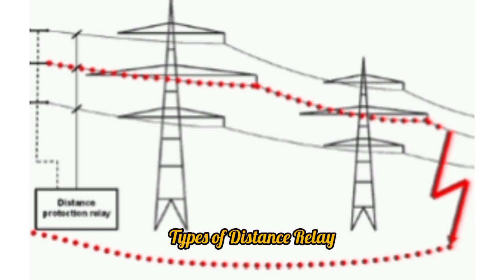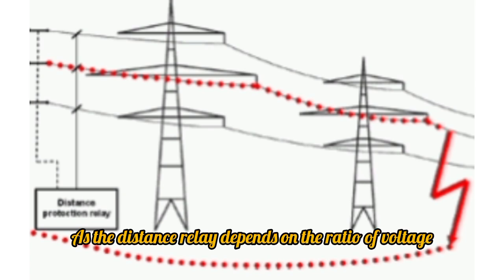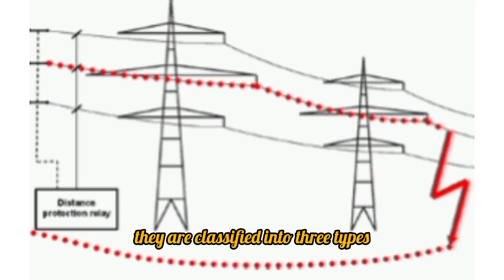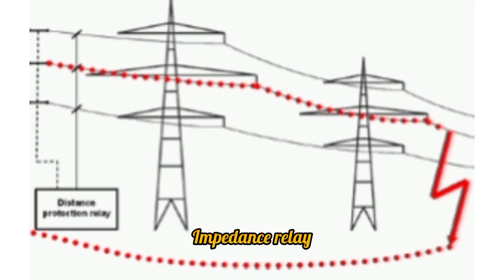Types of distance relay. As the distance relay depends on the ratio of voltage and current values, they are classified into three types. Impedance relay.